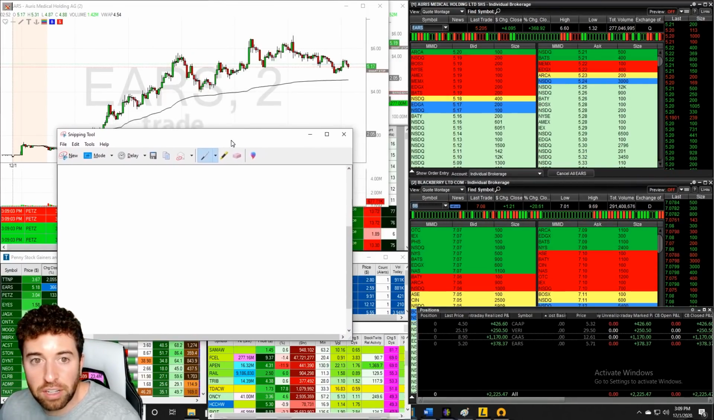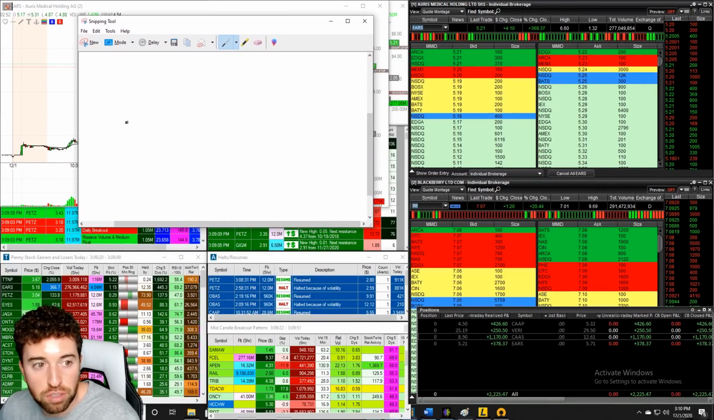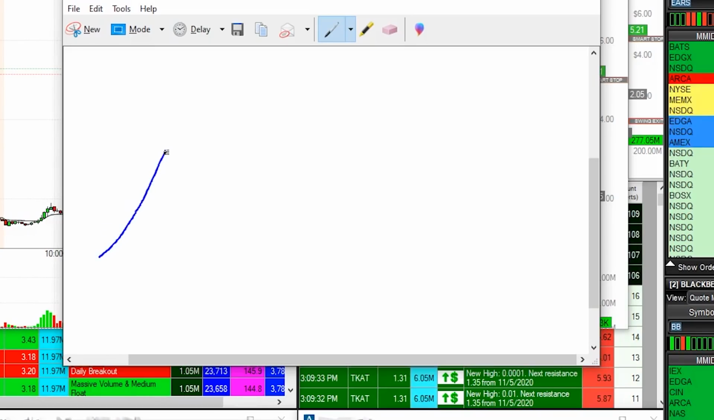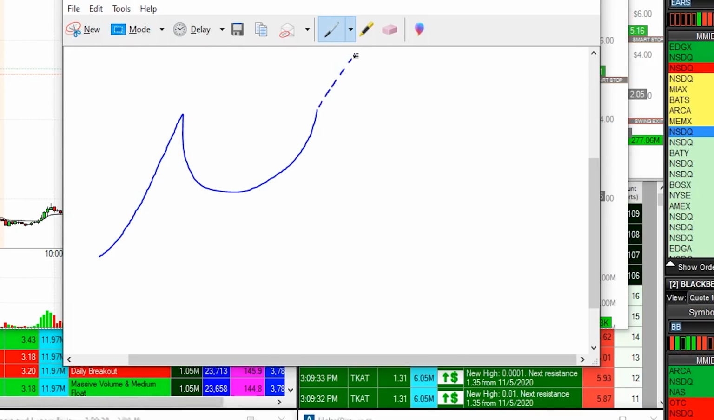When we take a look at our U-shaped patterns, I like to break these U-shaped patterns down in a couple different areas. So let's just say we have our standard U-shape. Spike on up. Stock, of course, has our U-shaped pattern. And now what are we looking for next? We're looking for our breakout to the upside.